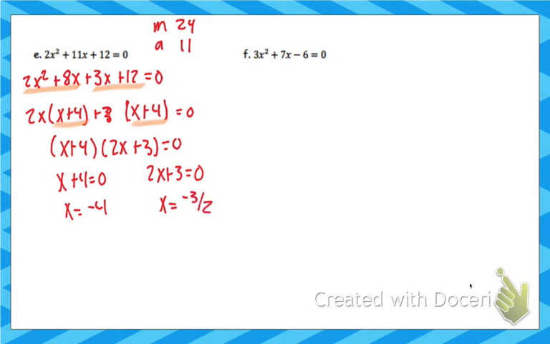And x equals -3/2. All right, if you feel comfortable, pause the video, try the next one in your room. All right, so we're looking for numbers that multiply to 3 times -6. So they multiply to -18, and they add to the middle. They add to 7. So those two numbers would be positive 9 and -2.